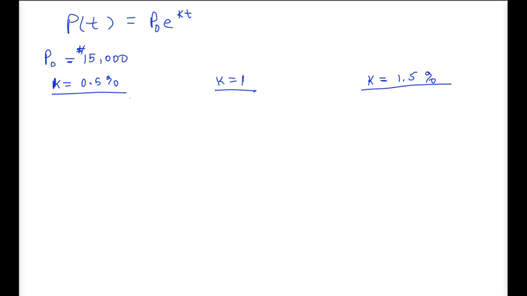Other than that, the K that you see right there is your actual interest rate, and that is the annual interest rate. Here you'll see that I have K equal to 0.5%. In decimal form, that is 0.005. This is 1%, so that would be 0.01 in pure decimal form. And if this was 1.5%, in decimal form that's 0.015.